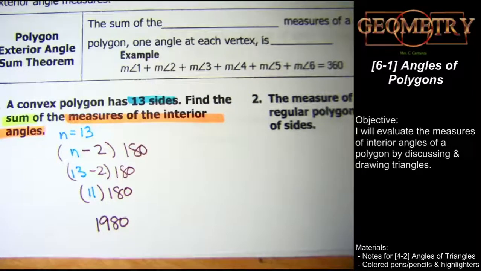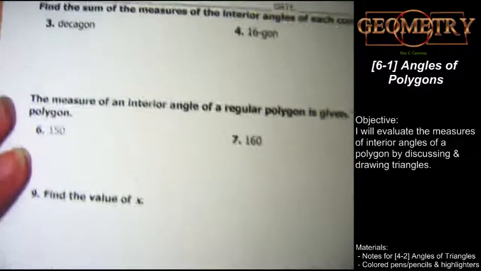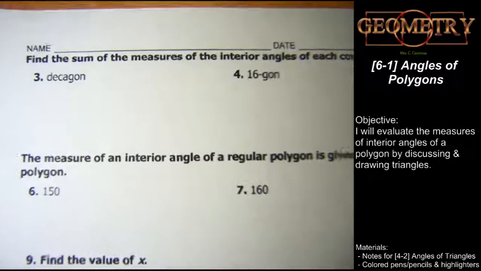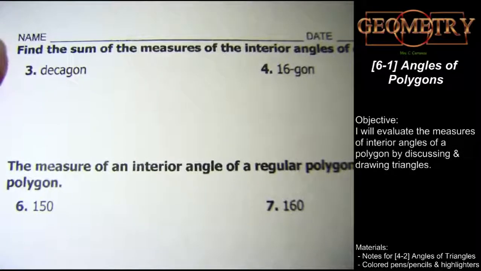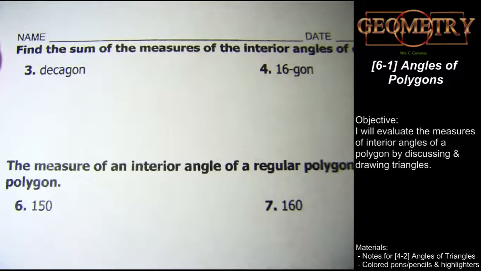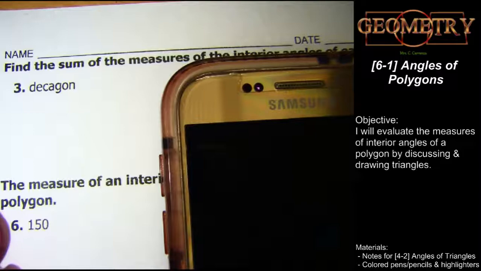Do you want to see another one, or is that enough? Another one? Okay. If you're feeling comfortable with that, go ahead and head to the assignment. You can find a problem that looks just like that. I'm going to look at number 3 on our practice problems. Number 3 says, find the sum of the measures of the interior angles of each convex polygon. And then it says, decagon.